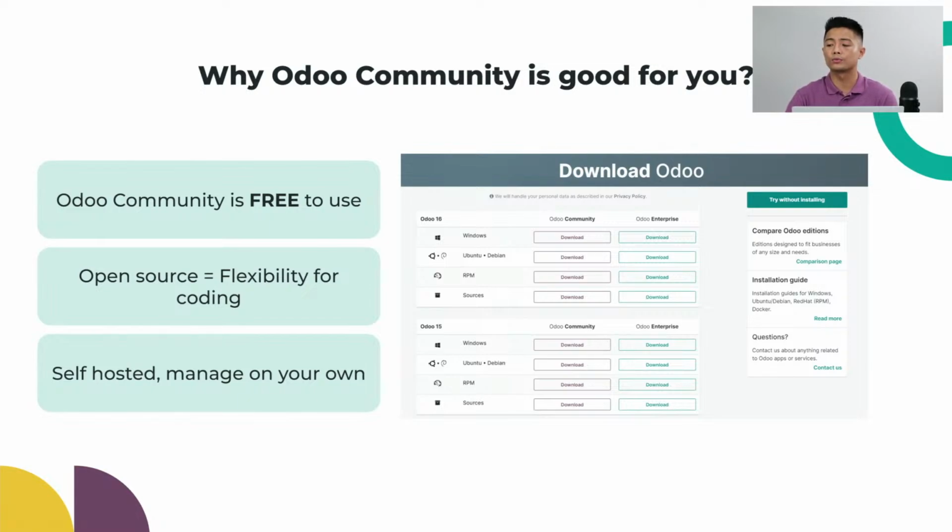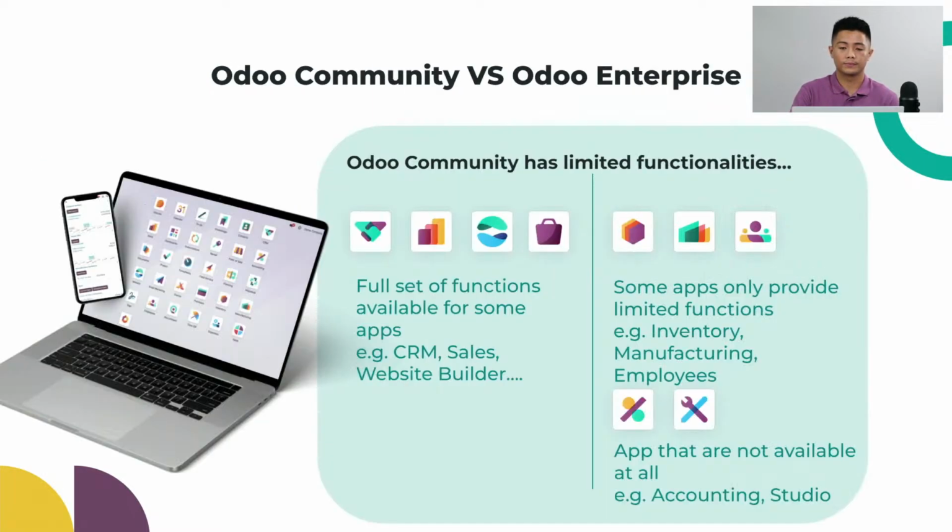So Odoo Community is usually used for those trying out Odoo on their own, for testing, frequently used by developers also. For community, we have different versions for Windows, Ubuntu, and other operating systems. As you can see here, Odoo Community has full functions for a limited number of applications only. The full functions include CRM, sales, website builder, and some others.